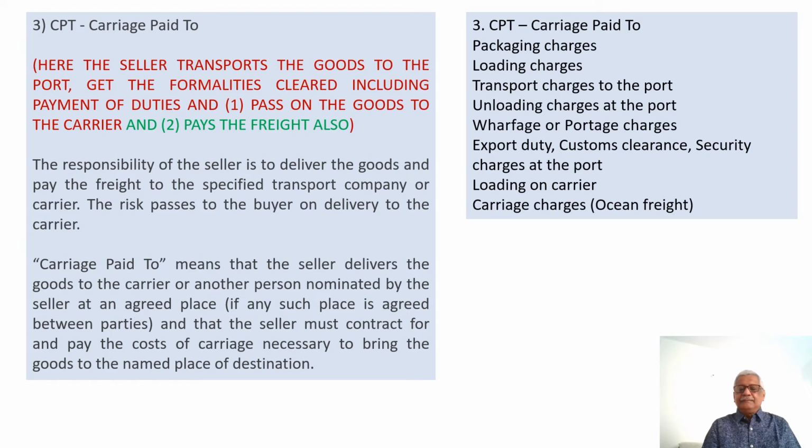The third one is CPT, carriage paid to. Here, the seller transports the goods to the port, gets the formalities cleared, including payment of duties, and one, passes on the goods to the carrier, and two, pays the freight also. The responsibility of the seller is to deliver the goods and pay the freight to the specified transport company or carrier. The risk passes to the buyer on delivery to the carrier.